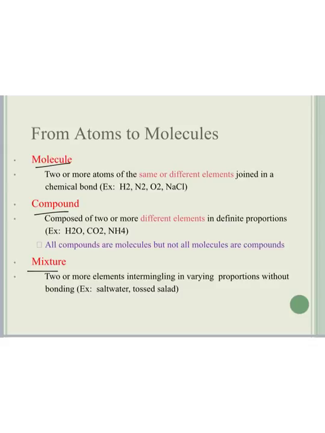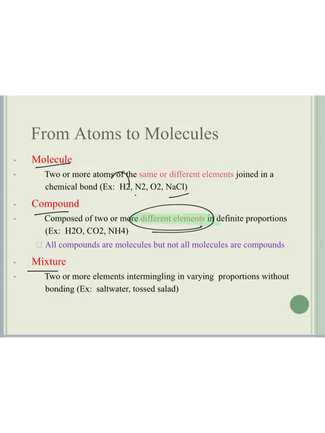So we can have 2 atoms of hydrogen, 2 atoms of nitrogen, or we can have things like NaCl. So they can be the same element, they can be different elements. That's called a molecule. A compound is composed of 2 or more different elements. So that is very key. For a compound, the elements have to be different. So that H2, that N2, that O2, those are not compounds. Those are molecules, but they are not compounds.